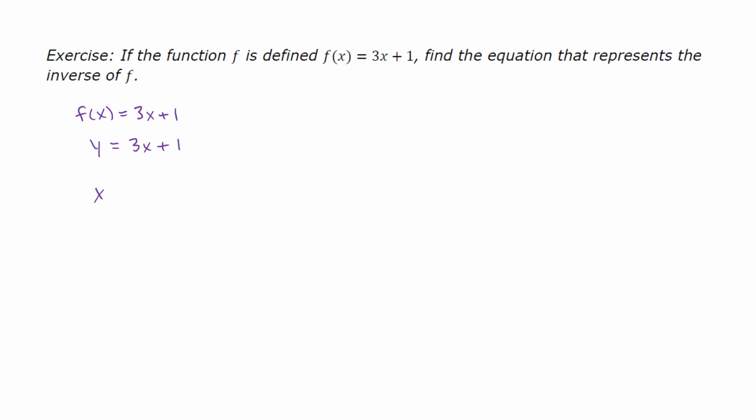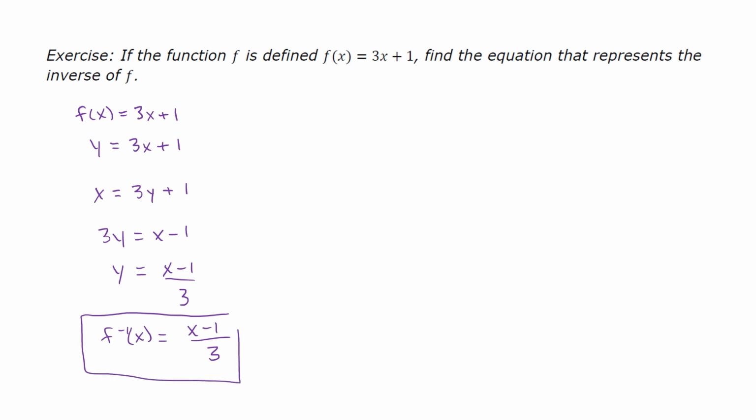Step 2, we're going to swap x and y. So now I'll have x equals 3y plus 1. Then in step 3, I'm asked to solve for y. So I will subtract 1 from both sides, and then I will divide both sides by 3. And then step 4 is to verify. So our inverse function is x minus 1 over 3.